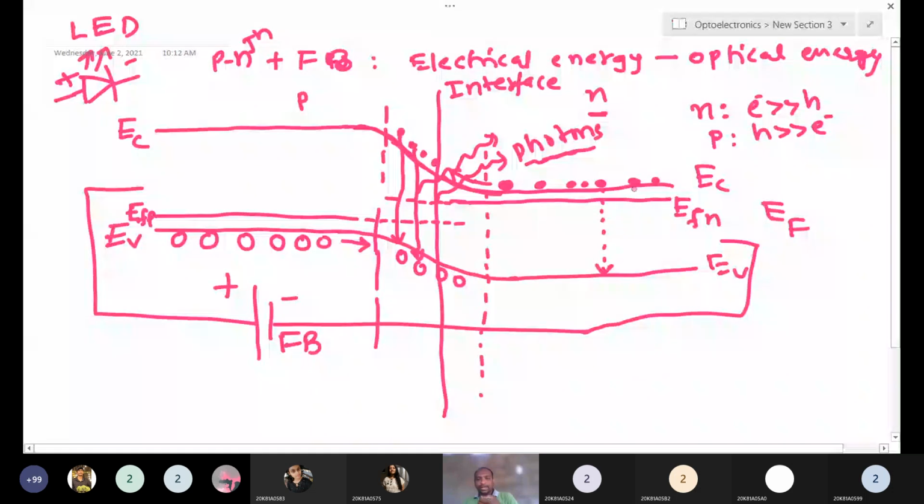Suppose you take an n-type semiconductor, where holes are the minority carriers. If there are 100 electrons, maybe there are 10 holes, like that. Very few holes are there. But why is this not happening? Why are we not talking about this? What could be the reason? Anyone?